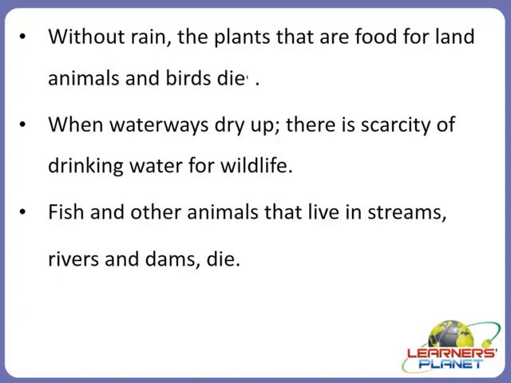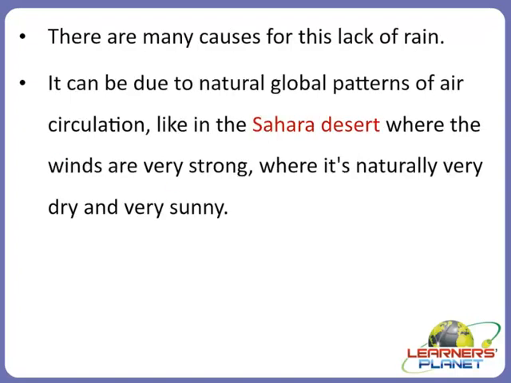Without water, without rain. And so we need to know what the causes are for this lack of rain. Now there are many causes for this lack of rain. It can be due to natural global patterns of air circulation, like in the Sahara Desert, where the winds are very strong, where it's naturally very dry and very sunny. So basically, plants are affected, animals are affected, like frogs that need water in which they lay their eggs, and they are also a place for tadpoles to live as they develop into frogs.